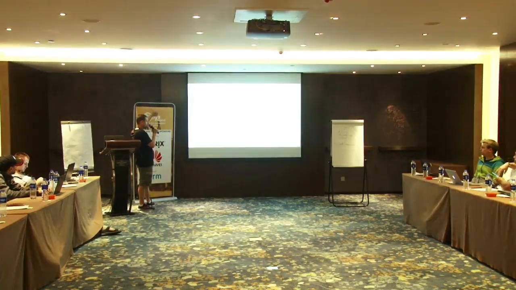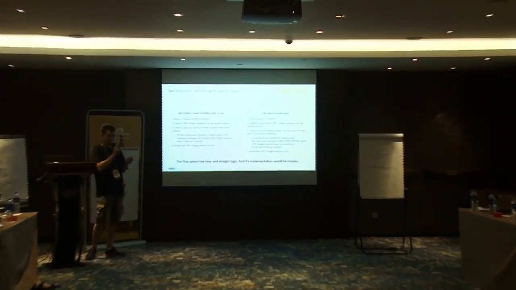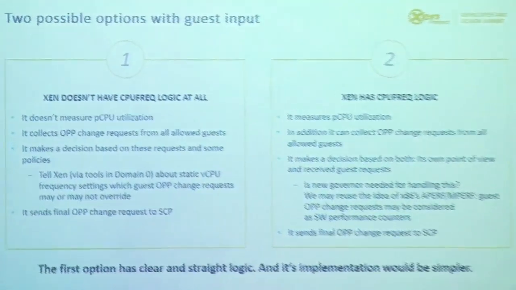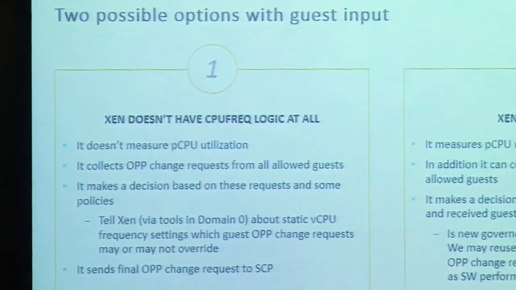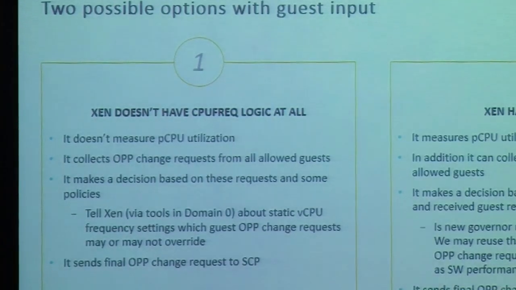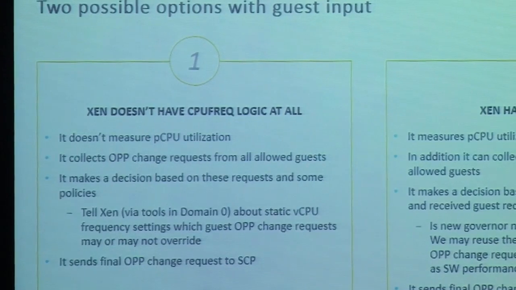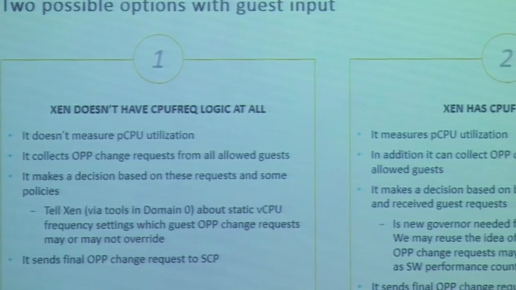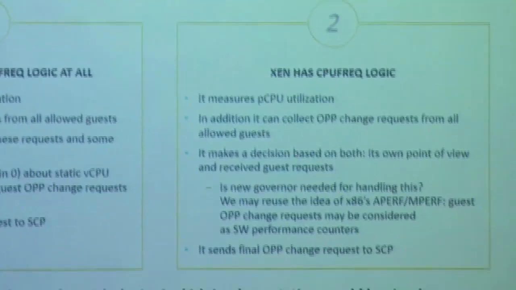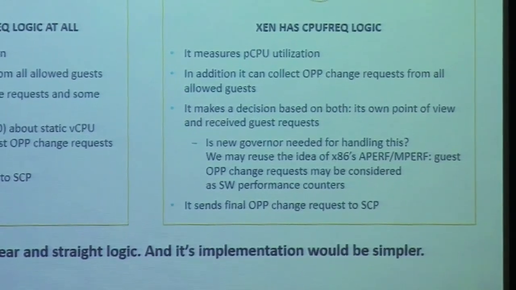Just a continuation of the previous idea. So first, Xen doesn't have CPUFreq logic at all. So Xen doesn't measure the CPU utilization. Then it collects the OPP change request from the guest. After that, it makes a decision based on this request and some policy. And finally, it signals the final OPP change request to the SCP.